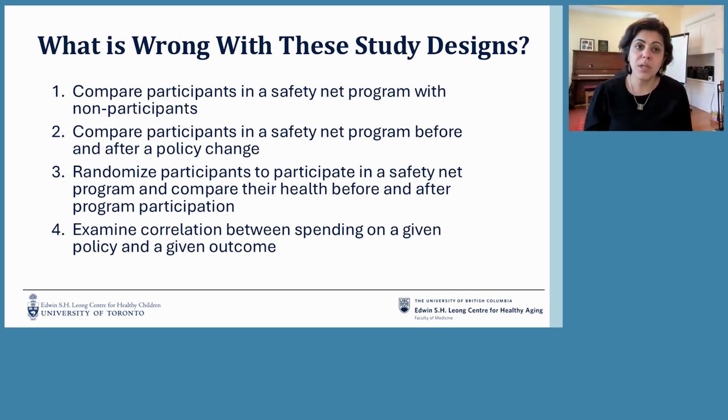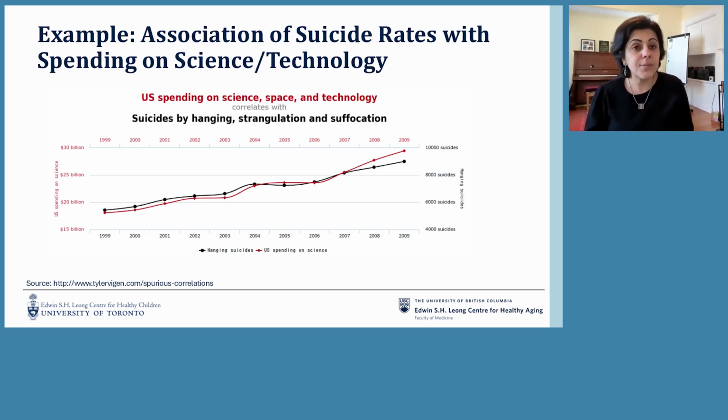So let's go back to our list of study designs again. What about examining the correlation between spending on a given policy and a given health outcome of interest? Here, our hypothesis might be that more spending is likely to result in improvements in the outcome. So here's an example. It's a little bit frivolous, but it still makes my point.